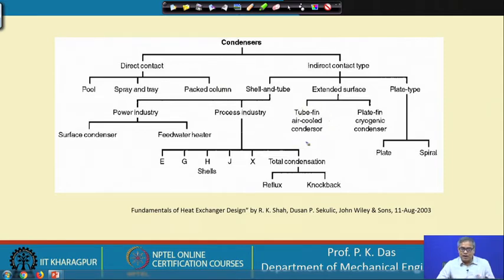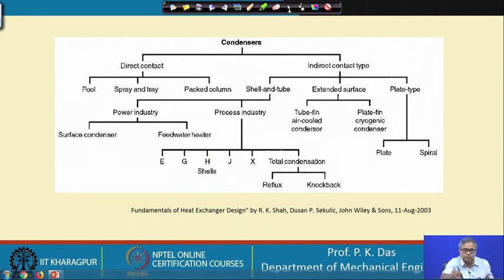So, tube-fin is one kind of example, and then plate-fin is another kind of example, such as in the air liquefaction cycle, etc. In cryogenics, there are a lot of applications of plate-fin heat exchangers. Then plate-type heat exchangers, both gasketed plate and spiral plate kinds, are used as condensers. So, we can see there is a very large variety of condensers. All the condensers I will not be able to discuss in detail, but at the beginning you should have some idea of what the different condensers are. Some of them I will take up in detail and some of them I will discuss cursorily.